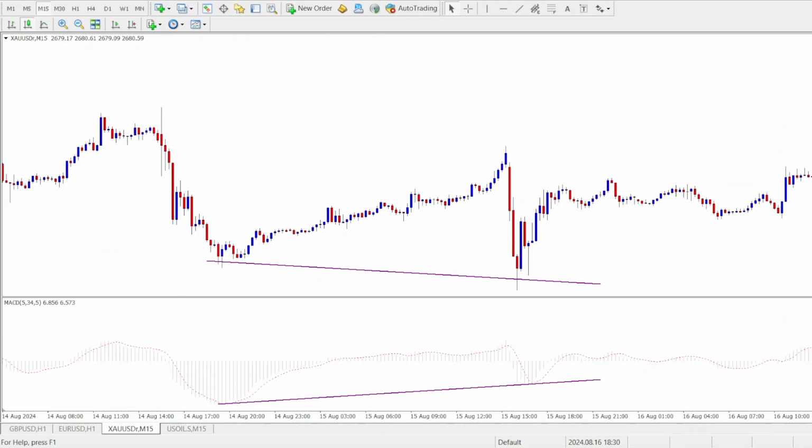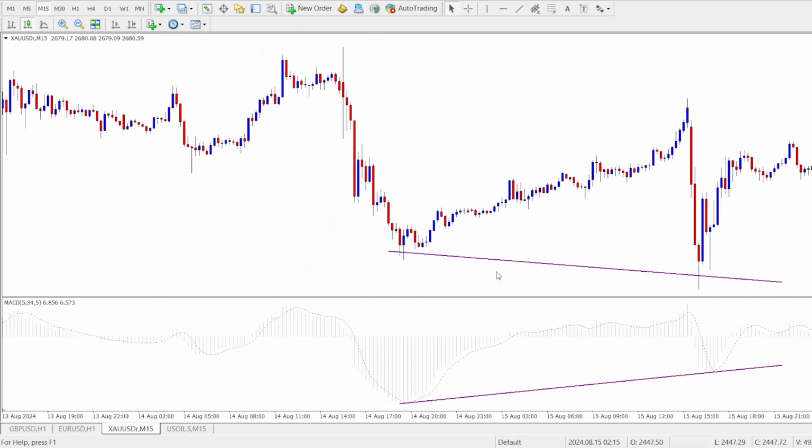The next kind of divergence is the hidden divergence. The hidden divergence occurs when the price is making a higher low in an uptrend, but a lower low in a downtrend. So unlike the regular divergence, where we have lower lows for bullish and higher highs for bearish, in the hidden we have higher lows for the bullish.